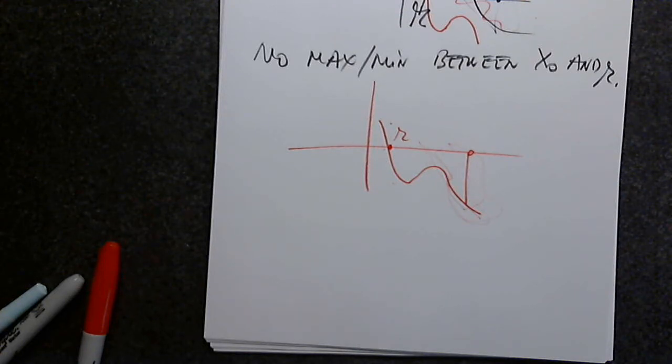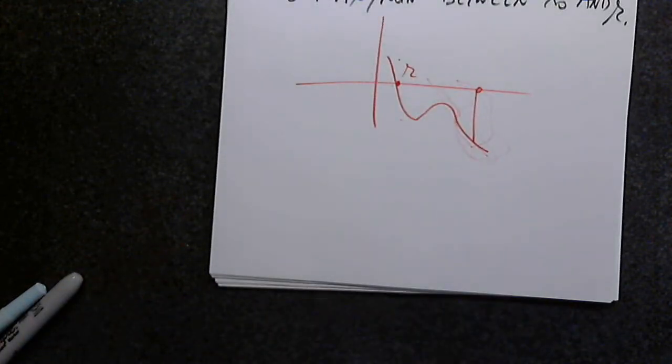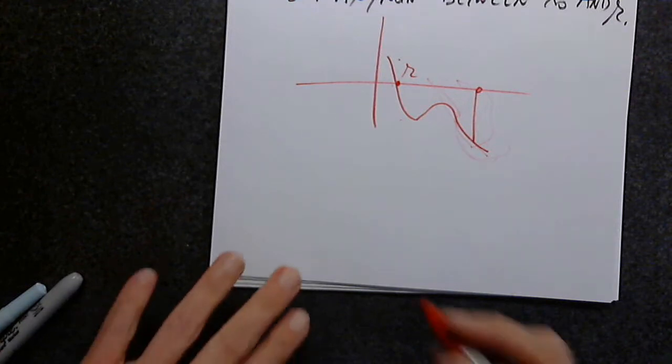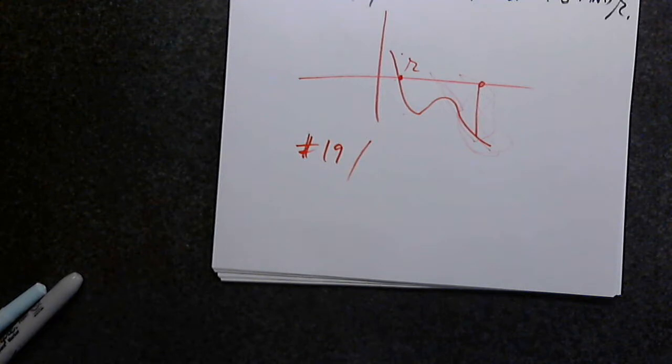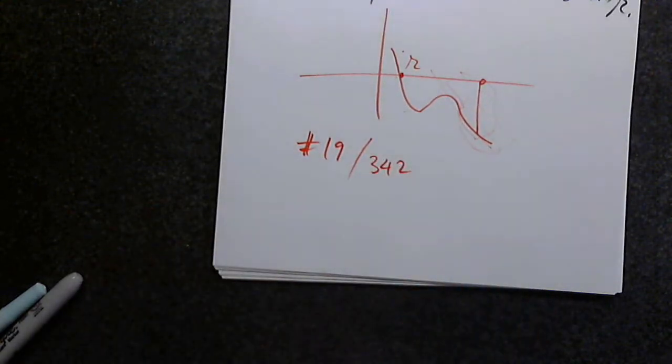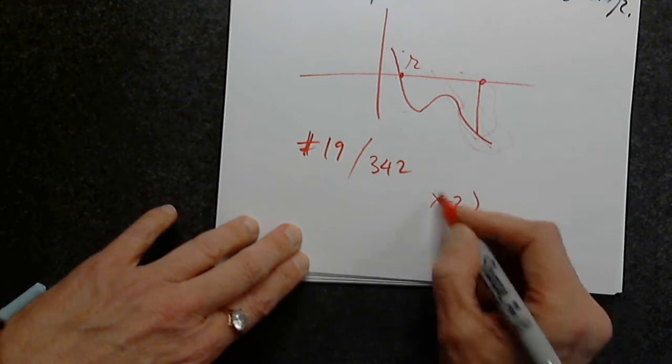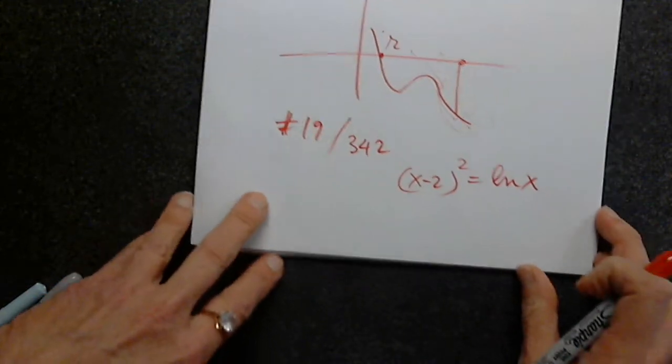Numbers 17 through 28, basically. 19. Okay, perfect. 19, we have x minus 2 squared equals natural log x. One more time, yes, page 342. Right? x minus 2 squared equals natural log x. Perfect.